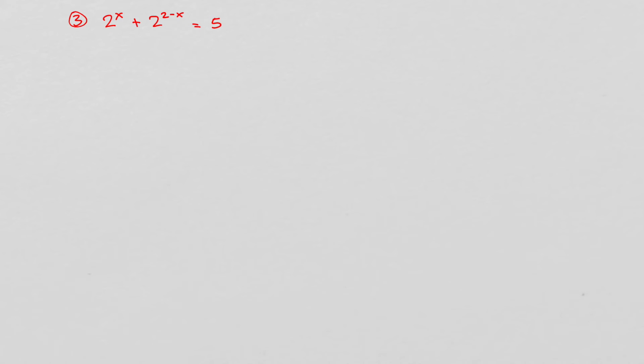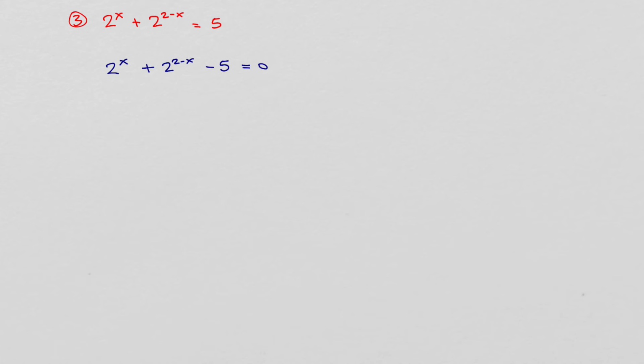So again, we're going to try and solve for x. This one's a little bit different here because we have 2 to the x plus 2 to the 2 minus x equals 5. So first of all, I'm going to bring everything to the left-hand side. So 2 to the x plus 2 to the 2 minus x minus 5 equals 0.